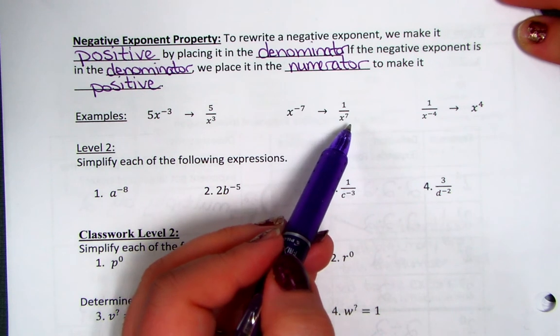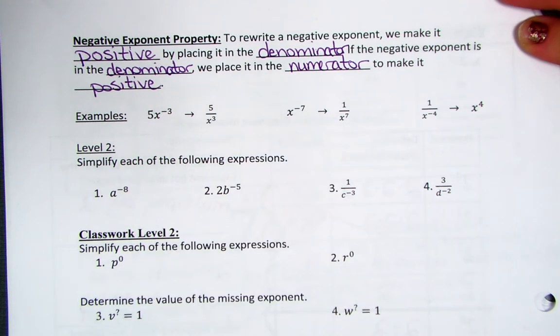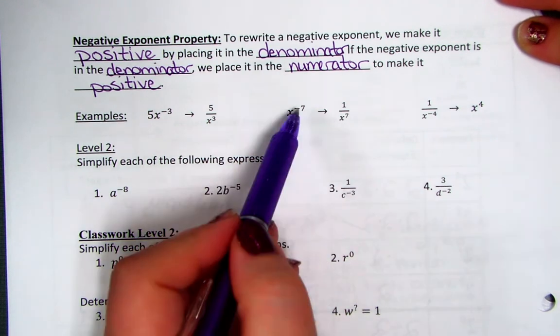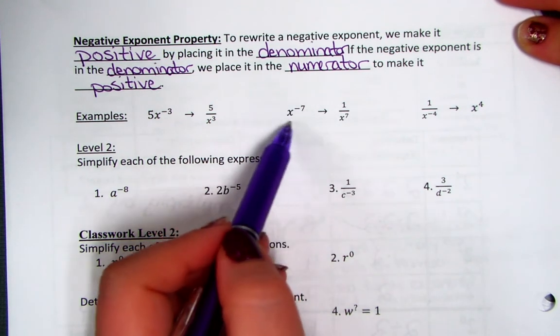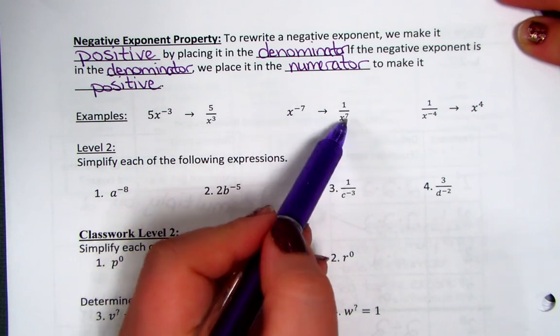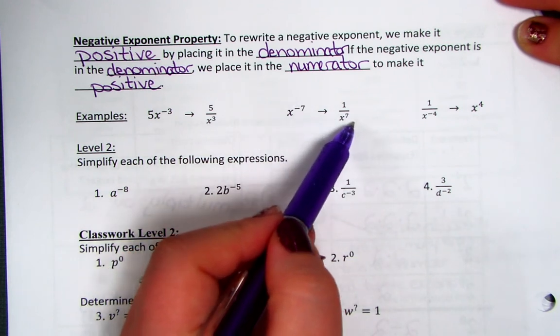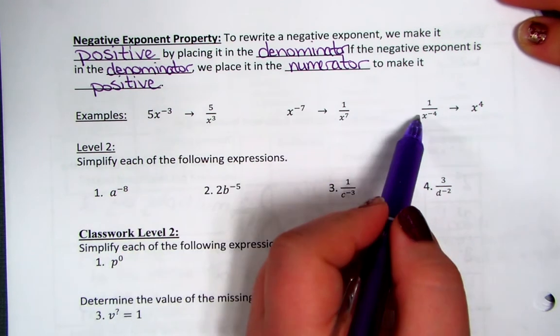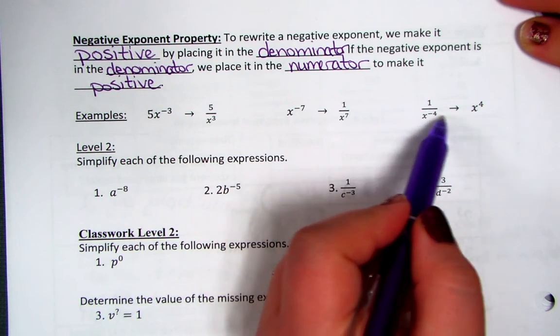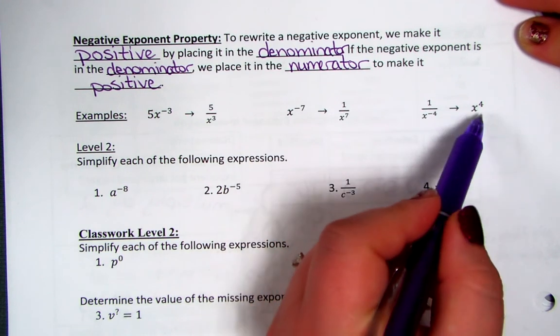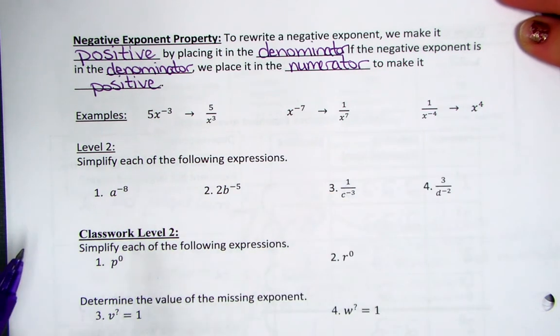You can also kind of use the analogy of sometimes when we are angry or upset, we have to kind of change and get some distance before we can change our attitude. So this -7 represents kind of a negative attitude, and once we change the perspective on it, its attitude becomes positive. If the exponent is found in the denominator, in order to make it positive, it has to become part of the numerator. Let's do a couple of examples for level 2.